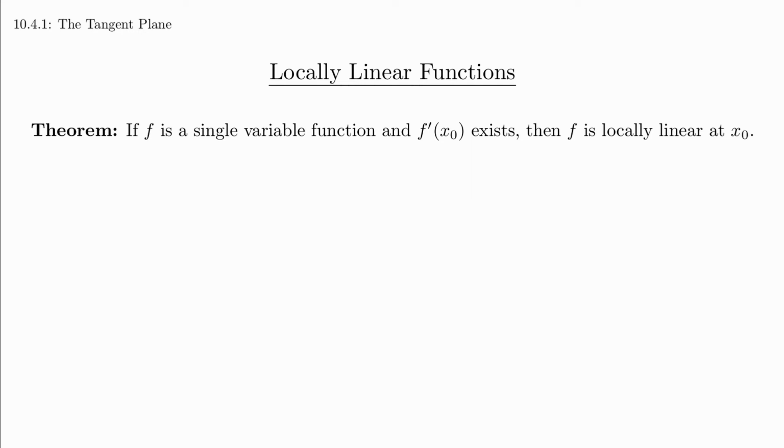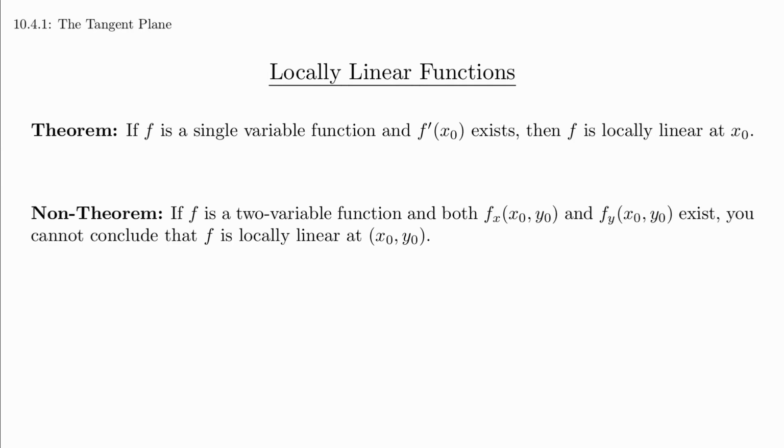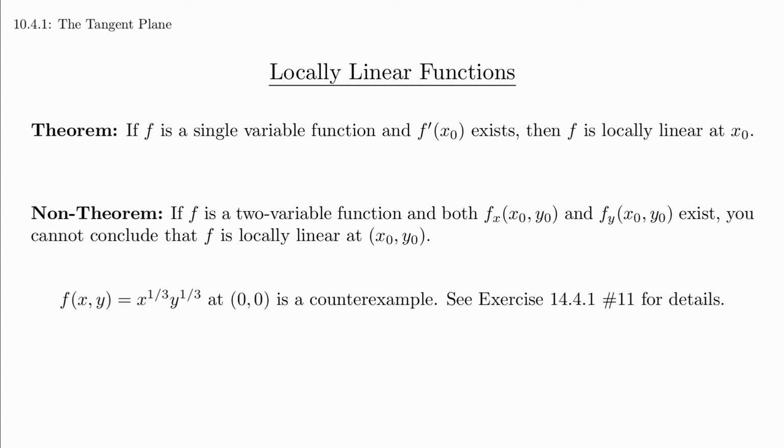There's a theorem that says that for single variable functions, if the derivative of a function exists at a point, then the function is locally linear at that point. But the theorem does not extend to multivariable calculus. Knowing that the partial derivatives exist at a point turns out to be insufficient to know that the function is locally linear. And you don't even need to come up with a crazy example. The function x^(1/3) y^(1/3) has both partial derivatives existing at 0, but the function is not locally linear there.